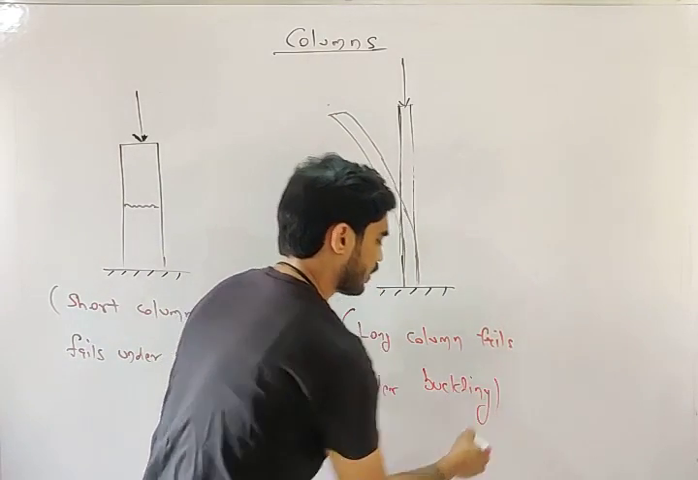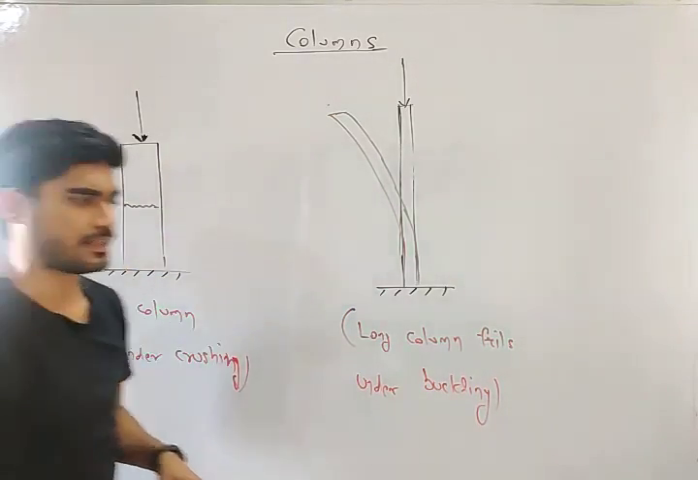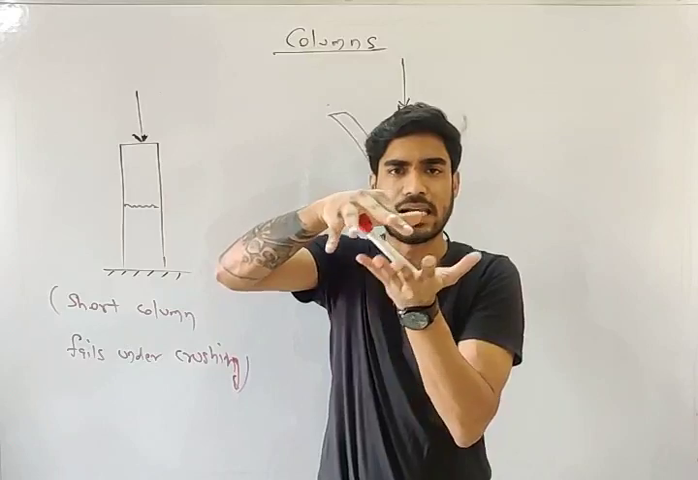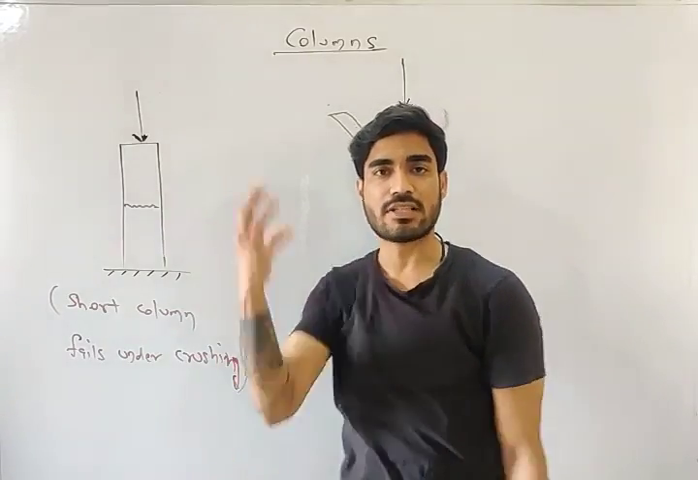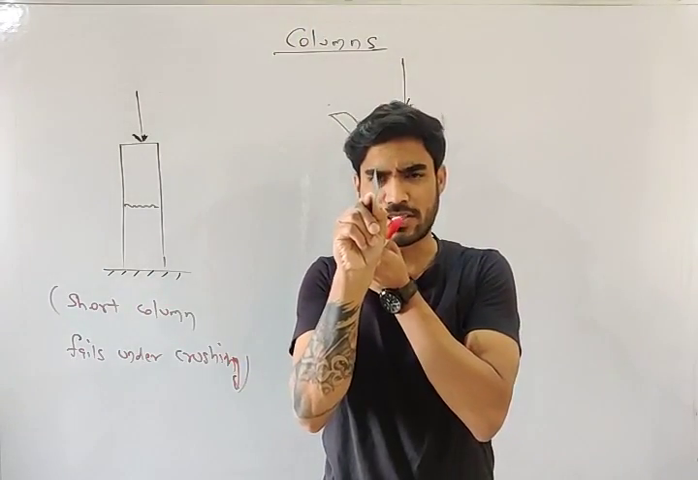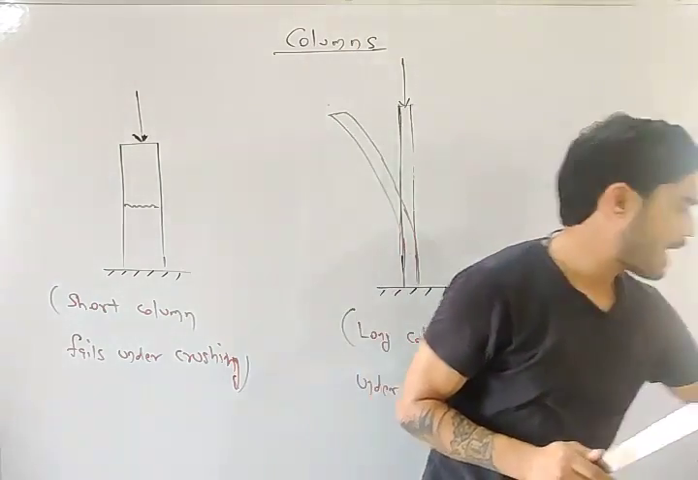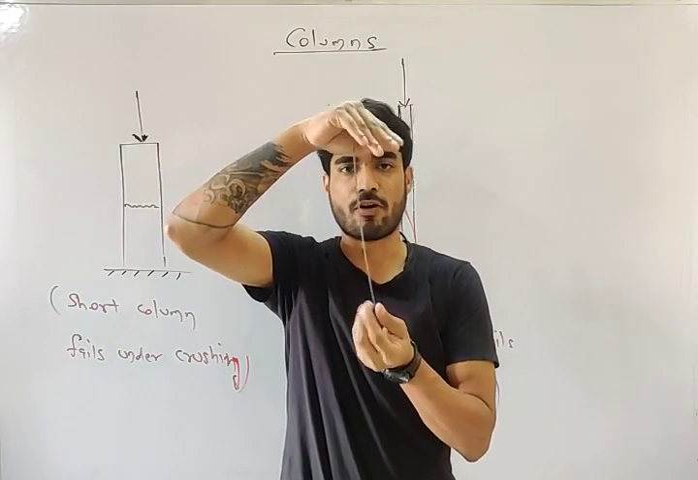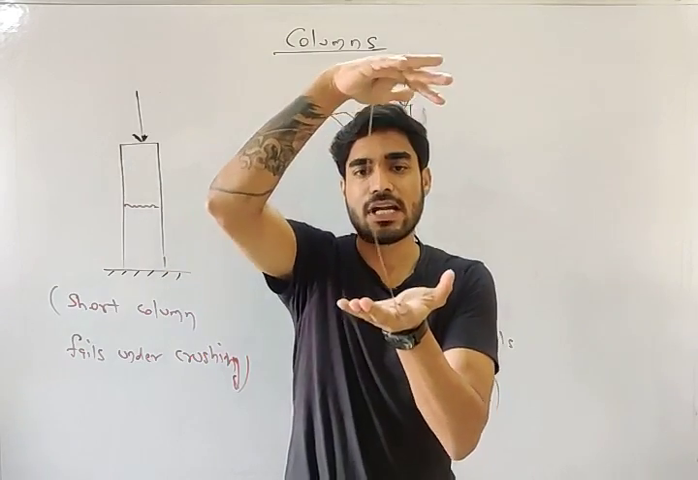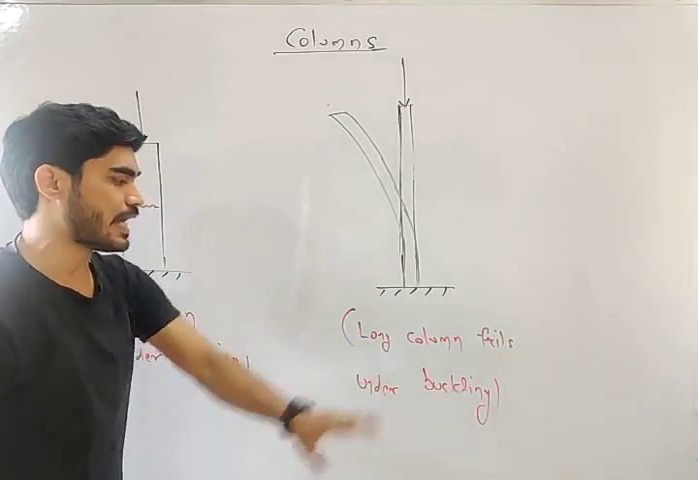So do you understand the difference between a short column and a long column? If it is a short column, let's say this is a body, and you apply load, it will not buckle. After some time it will break. That failure is known as crushing. But if the length is too much compared to the cross section, look at this very small cross section and very large length, and you apply compressive load, what will happen, my friend? It will not break. Before breaking, it will buckle. And if it buckles like this, it has failed. So long columns fail under buckling.